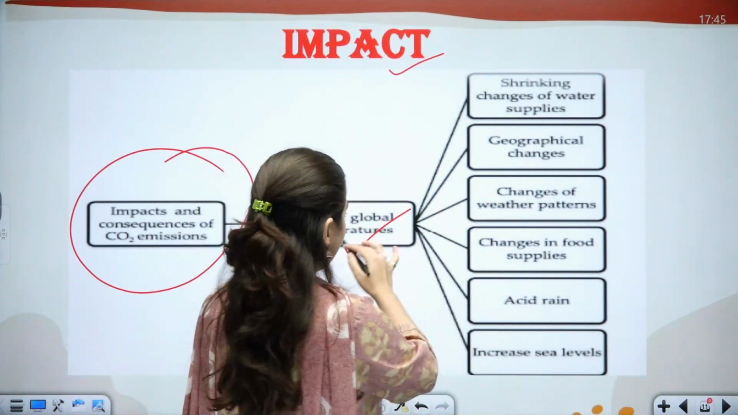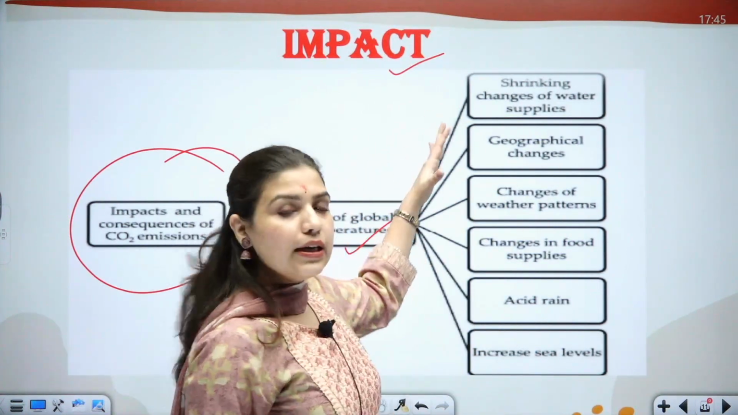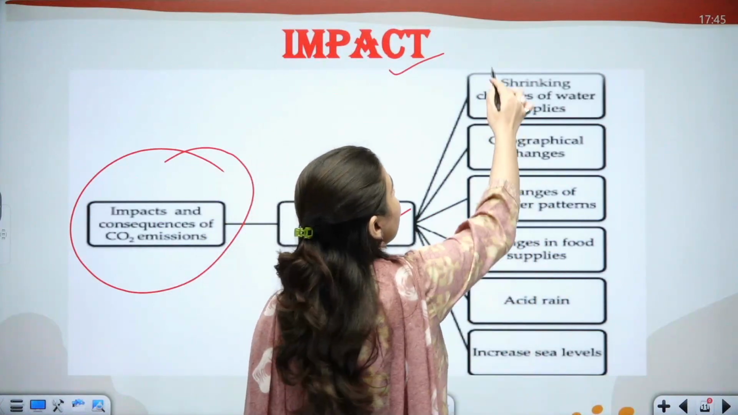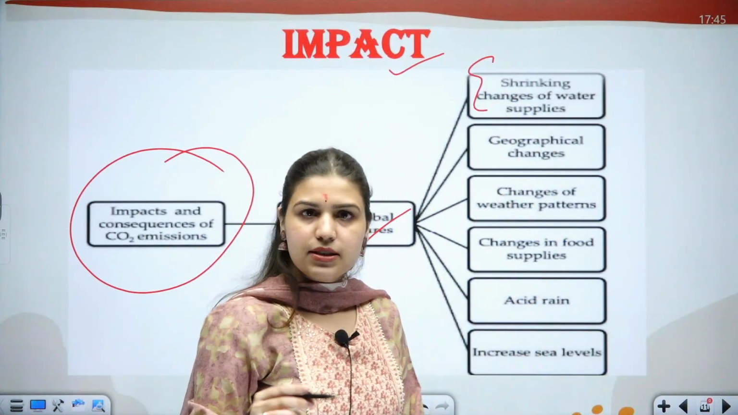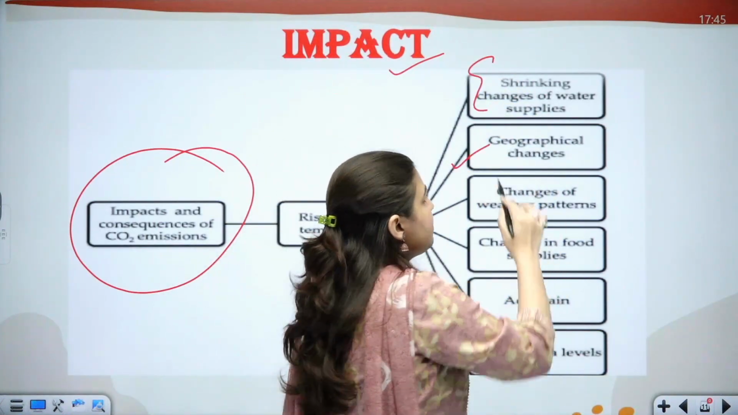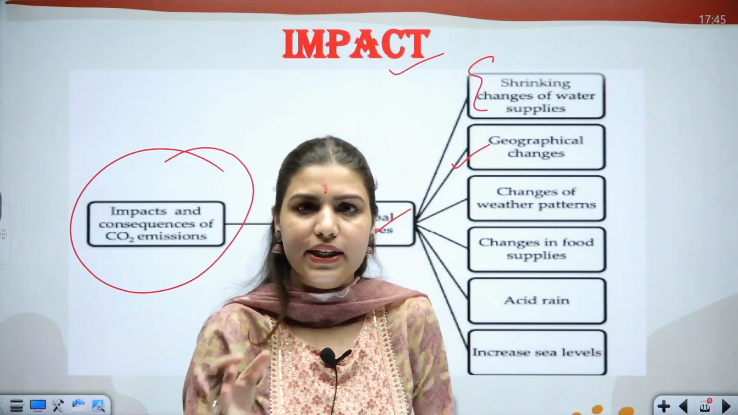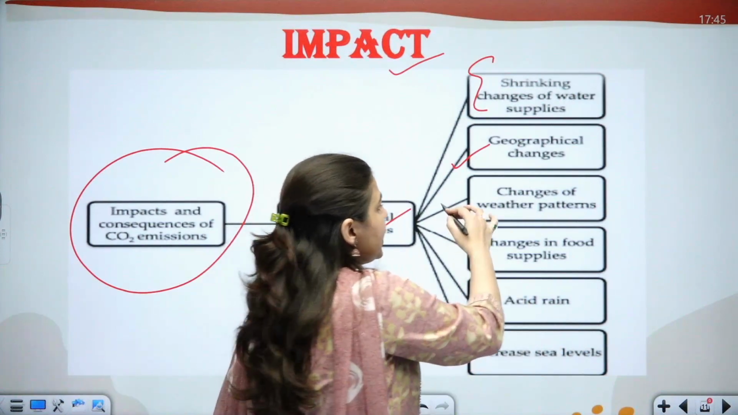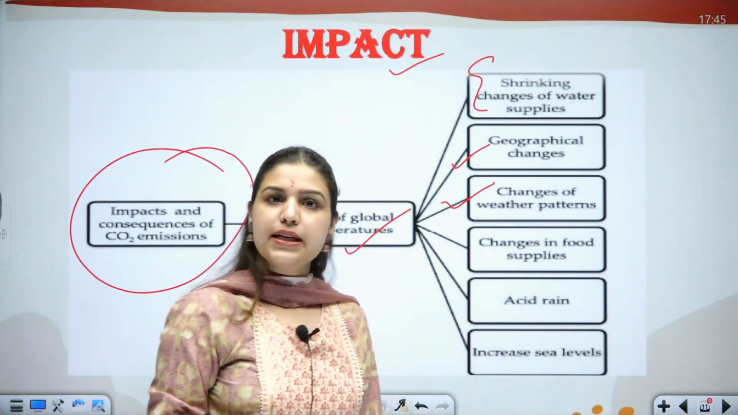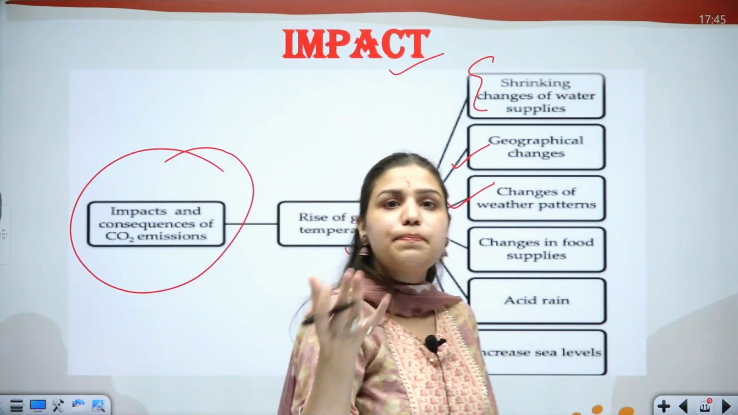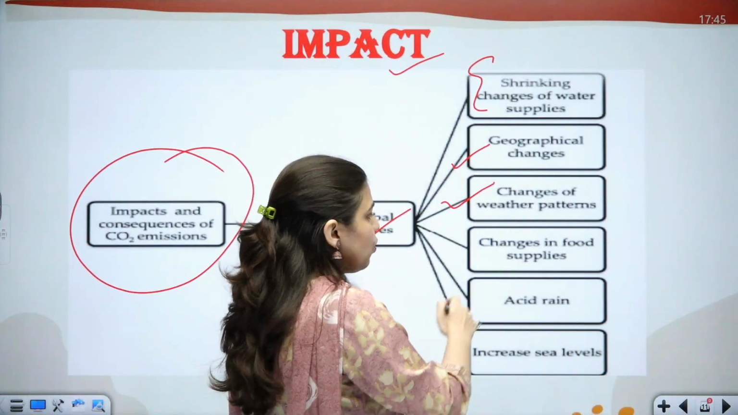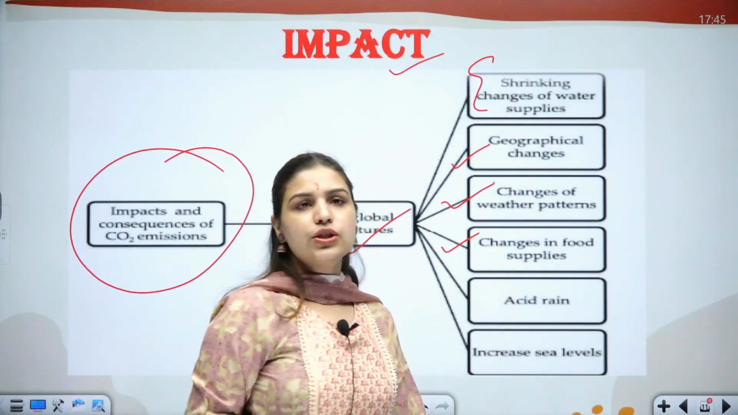If we talk about global temperatures, then it can lead to various other things like changes in water supplies, right? Then we can experience geographical changes, because glaciers are melting. There are changes in weather patterns. We experience rainfall when we are not expecting it. So the weather patterns change, and also food supplies.